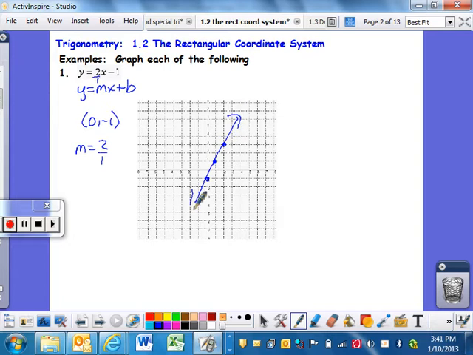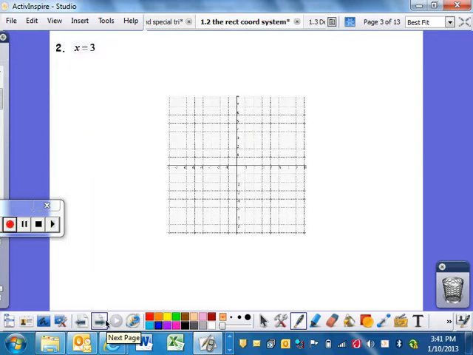The other option is you always can plot points, so know that you could put in negative 1, 0, and 1 and get the exact same values that I just got done putting in there for you. So that's just a review of how to do that.